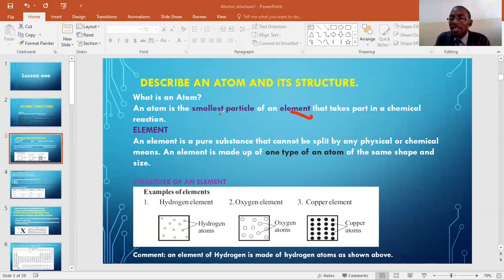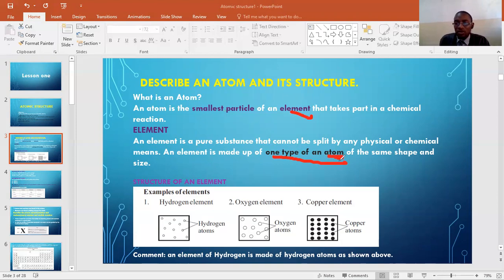You can get a hammer and hit on the element. You cannot split it. It's just intact. You can take this element, subject it to different chemical conditions, different chemical reactions. You cannot split it. It's just intact. So an element is just a substance that you cannot split by using any physical or chemical means. And what is so special about this element when it comes to its composition, it comprises just one type of atom.